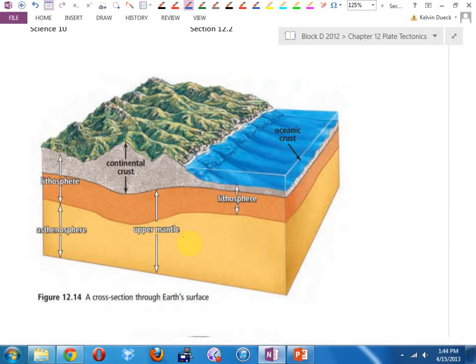So here's a cross section of the Earth's surface. We call this top section here above the asthenosphere the lithosphere. That's where what we think of as the Earth's surface exists. So there's another word for you, the lithosphere, the top section. We have two main types of crust. We have continental crust, that's crust underneath land masses. And we have oceanic crust, that's crust underneath oceans.